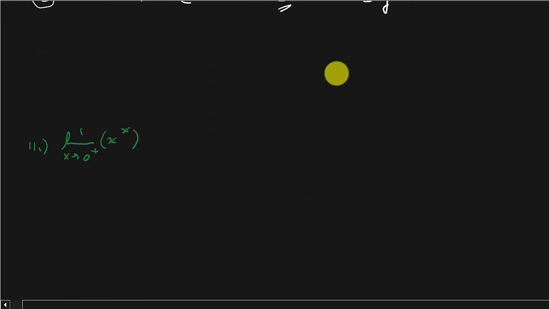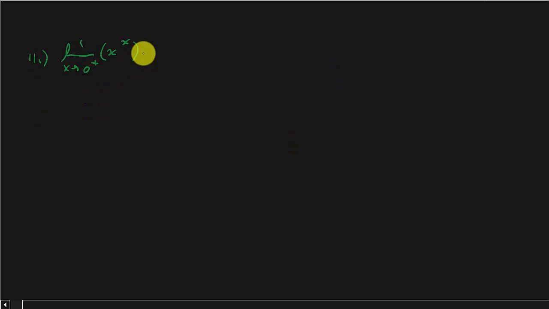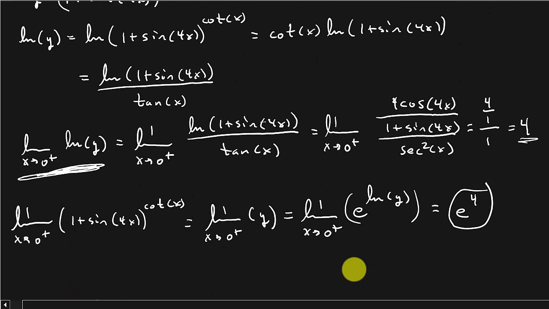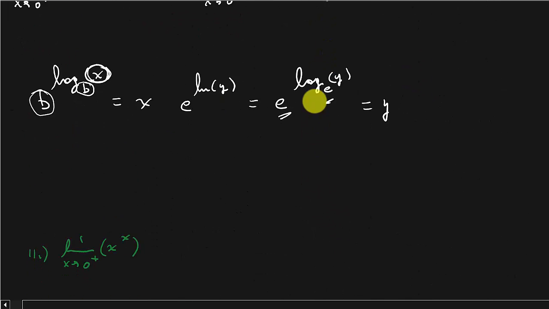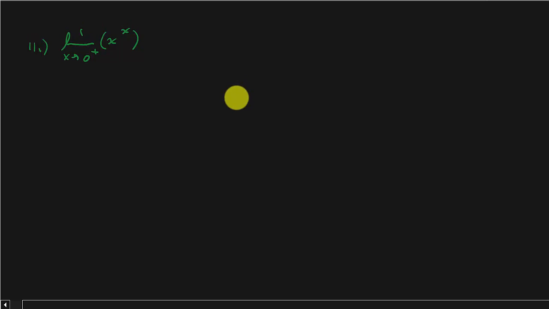All right, let's look at this one. This one's 0 raised to the 0. See, the indeterminate forms I wrote down for you: number 10 was 1 to the infinity, and this one is 0 to the 0. That's what we've got here, 0 raised to the 0. Now, we could work this problem exactly like we did the other one.